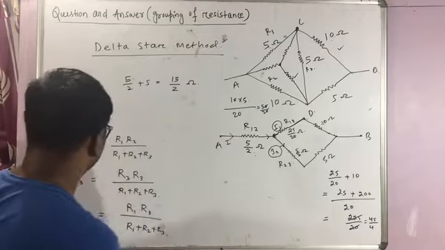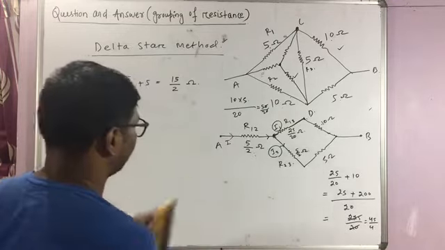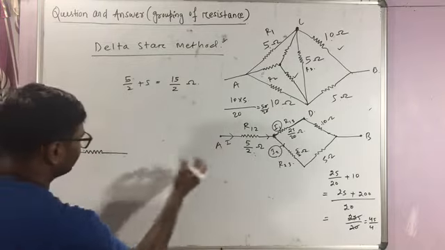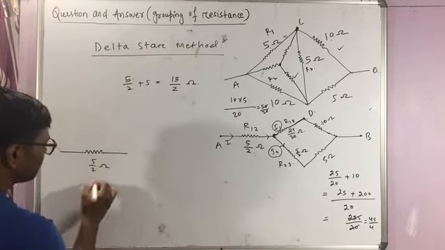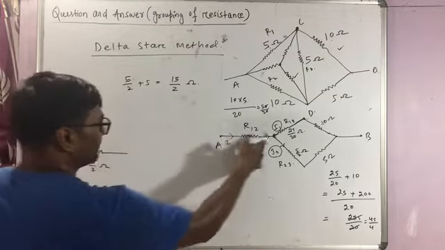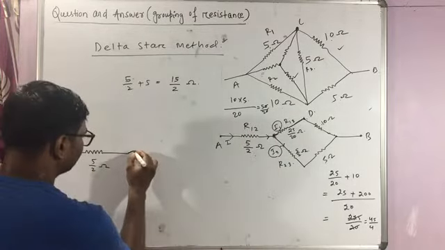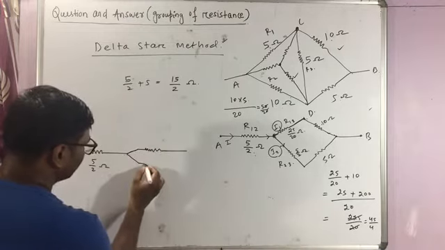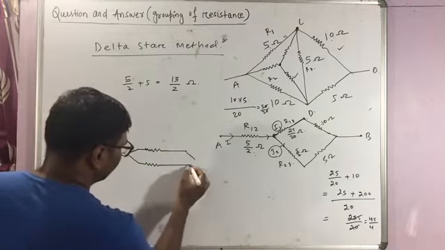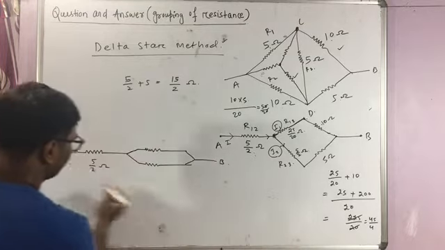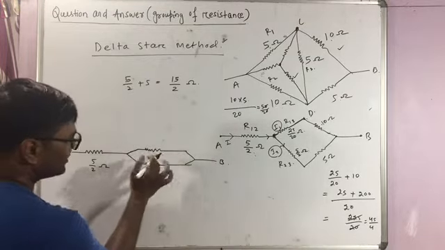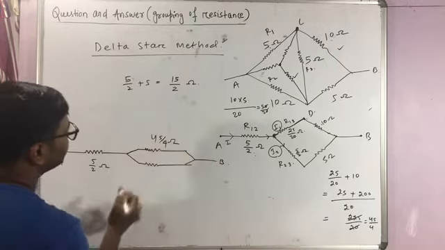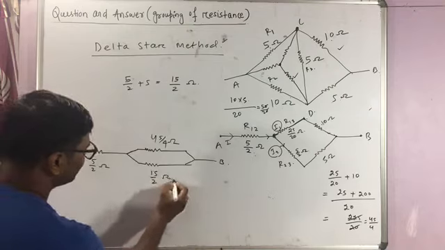Now I can redraw the diagram. The diagram would be like this. This is 5 by 2 ohm. And from there you take one resistance here like this, another resistance like this, and they are again rejoined to the point B. This is point A, and this resistance is 45 by 4 ohm, and this resistance is 15 by 2 ohm.